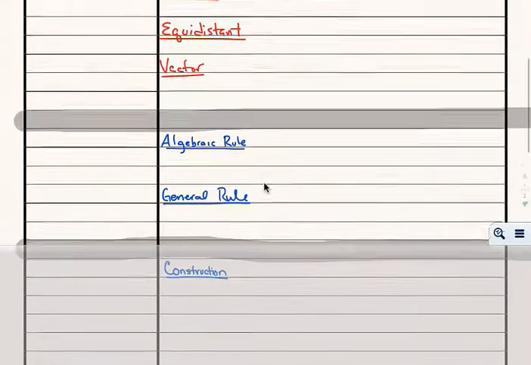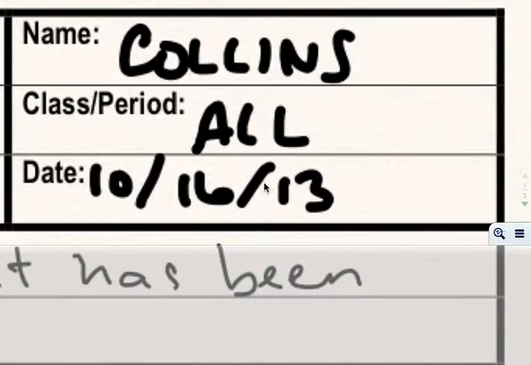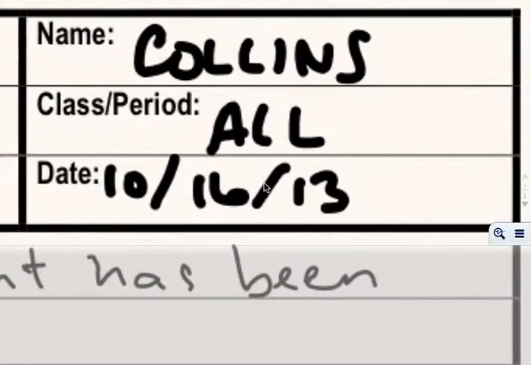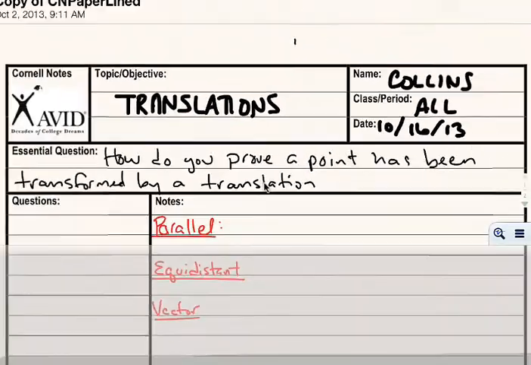Let's wrap up the beginning part of this transformation section by talking about some translations. So here we go. Let's go ahead and take a moment and set up our page. As you know, you need to. Please don't forget about this information. It's something that's just going to be a good habit to get into by the time you get to college. We are talking about translations.